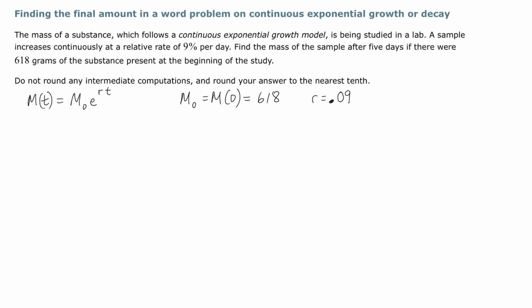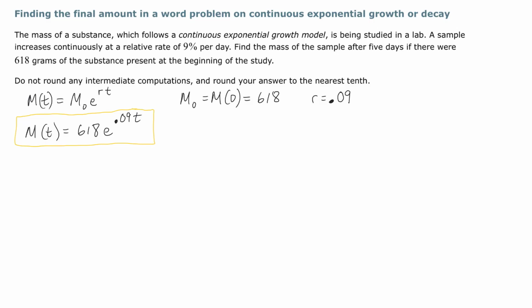Now we're ready to find our function. M of t is equal to 618 times base e raised to the 9/100ths multiplied by time. This is a very important step. It is more important than the answer. Mathematics is about modeling, especially with the use of functions. So let's box that function and let's take advantage of it.